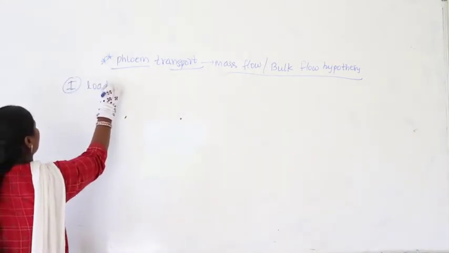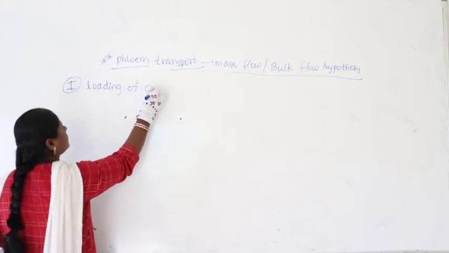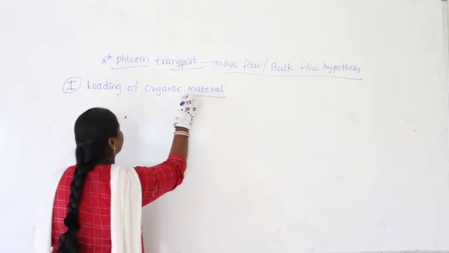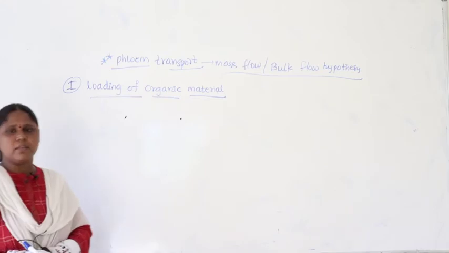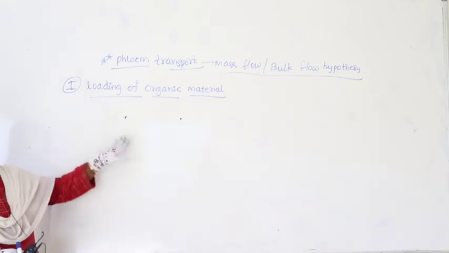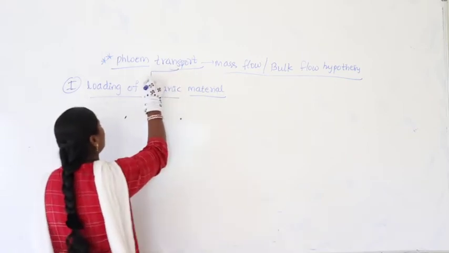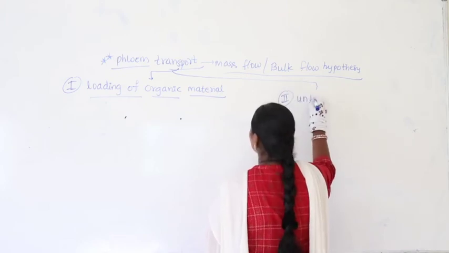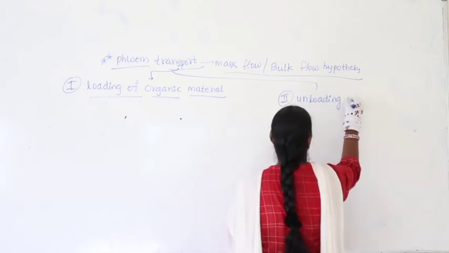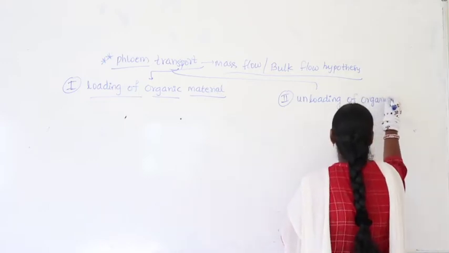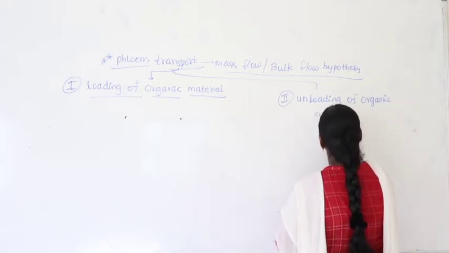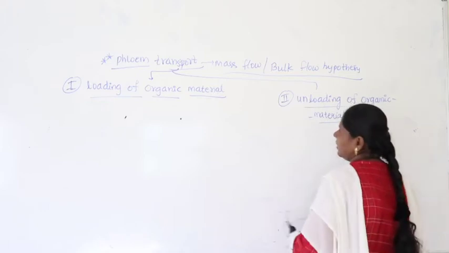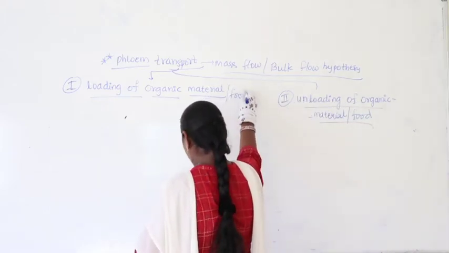There is a loading of organic material. What is the first step in this? We study about loading of organic material. And what is the second step in this? We call that unloading of organic material, or we call it food material, right?